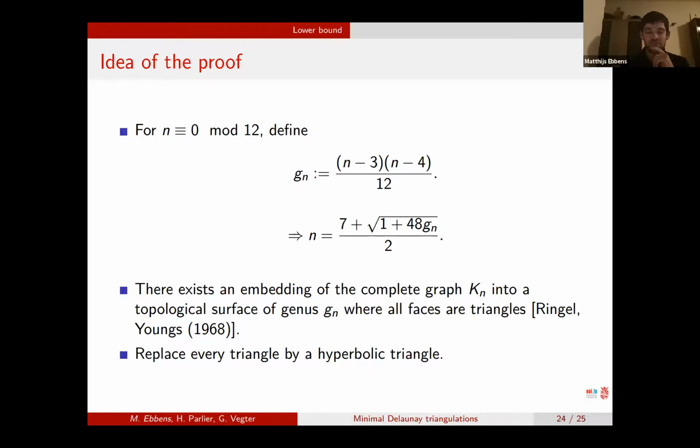Is this a surface with a lot of symmetries? Is the complete graph acting on it in some way, or not particularly? Well, all the triangles are equal, so you can just move all the points to each other. Yeah, that must be a very unusual surface then. Yes.